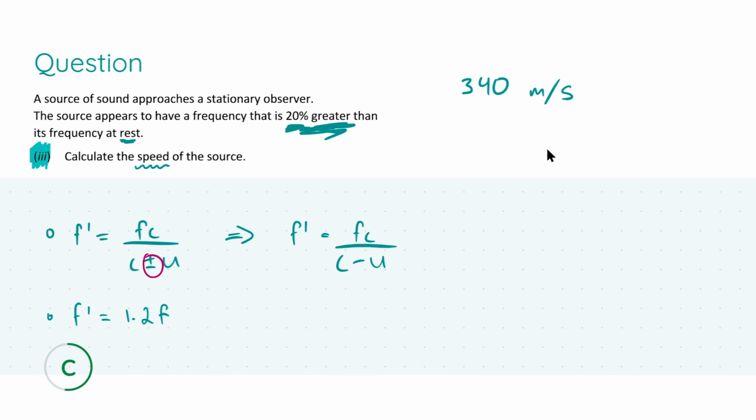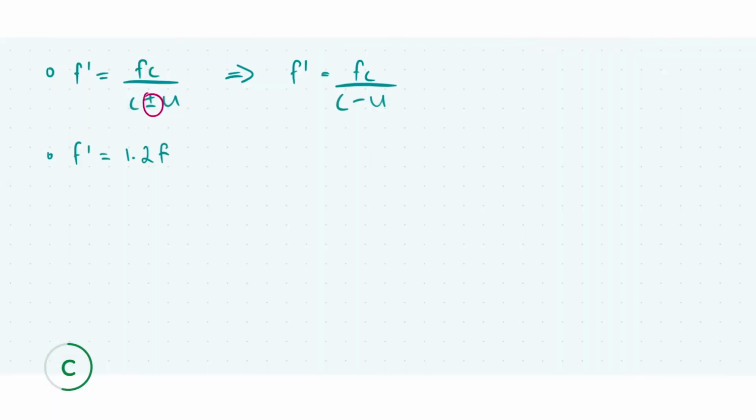And that's the key observation you need to make: because now we have a formula relating f prime and f, and we have this other formula, we can begin to substitute stuff in. So what we're going to do now is plug in what we know.